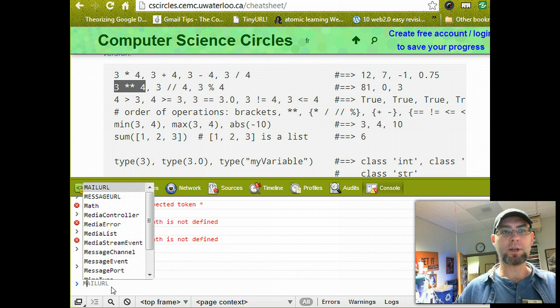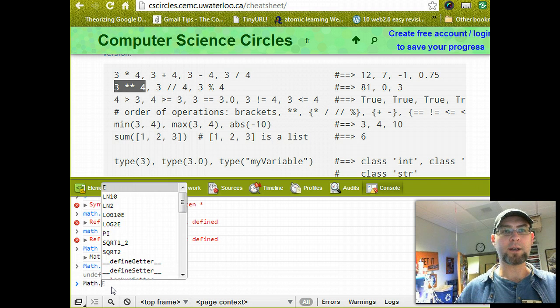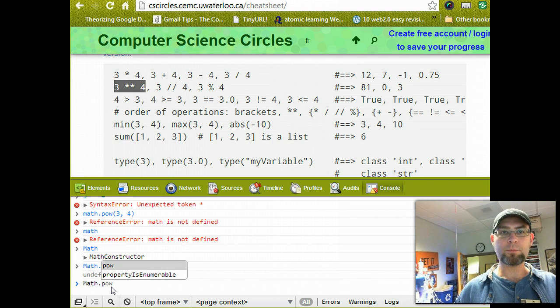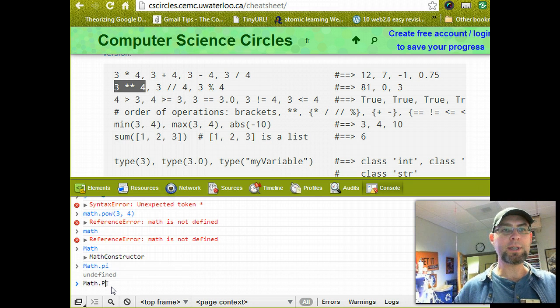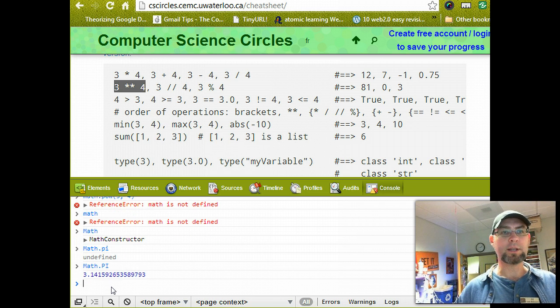Doesn't work. Well, what was going on? I saw pi there. Math.p. There's POW, property is enumerable. Where's the pi? Once again, uppercase. So P, I, hit enter, that's pi. Okay, let's try the other one.